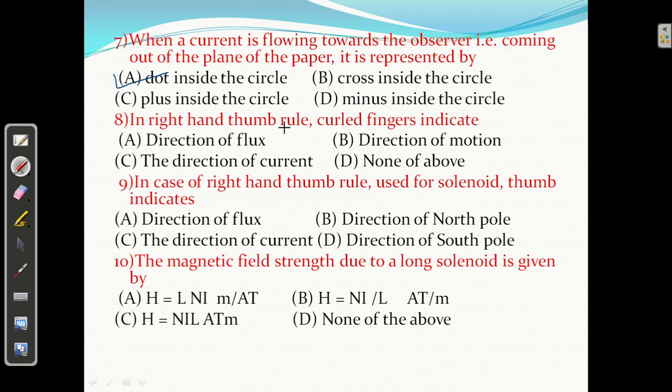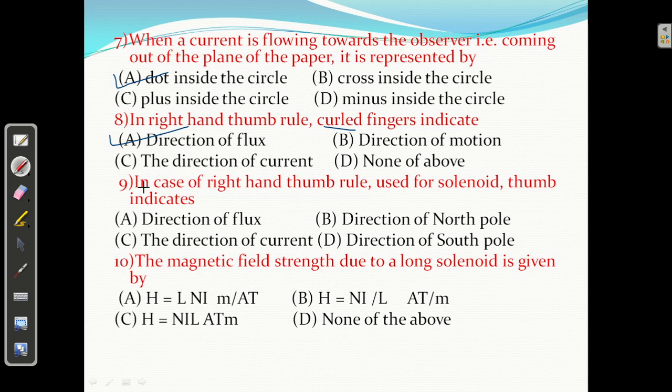Okay. Question number 8. In right hand thumb rule, curled finger indicates. We have discussed the right hand thumb rule. What is the right hand thumb rule? Hold a current carrying conductor in such a way thumb indicates the direction of current, then all these curled finger indicates the direction of flux. So what is the answer? A is the correct answer. In right hand thumb rule, curled finger indicates the direction of flux.